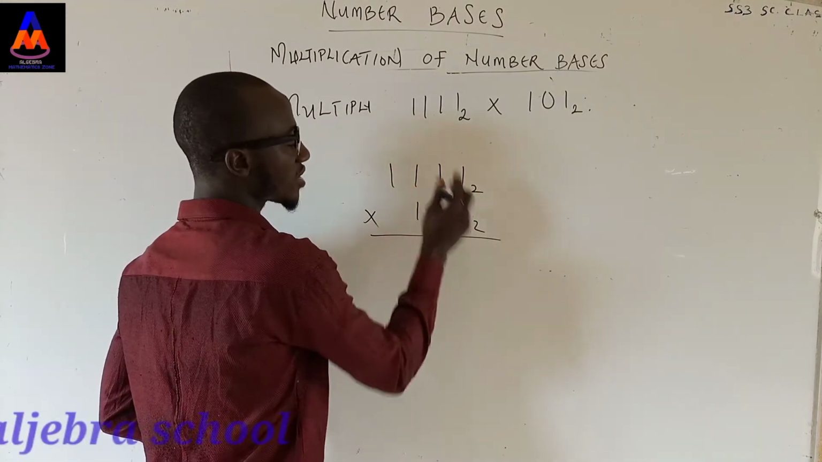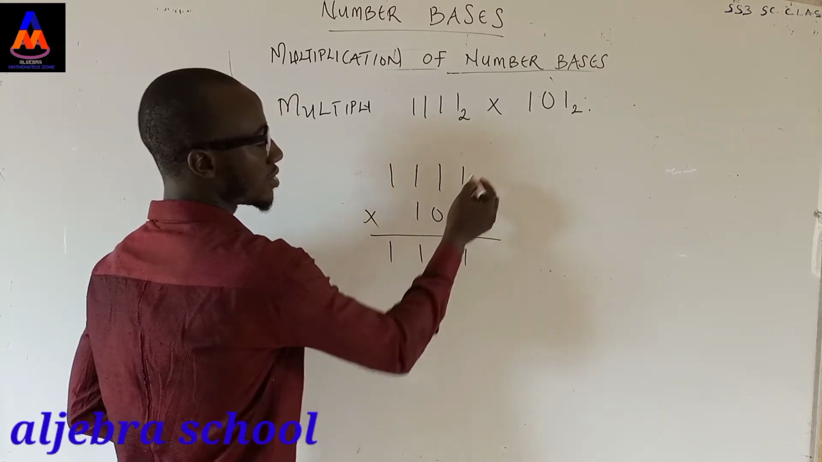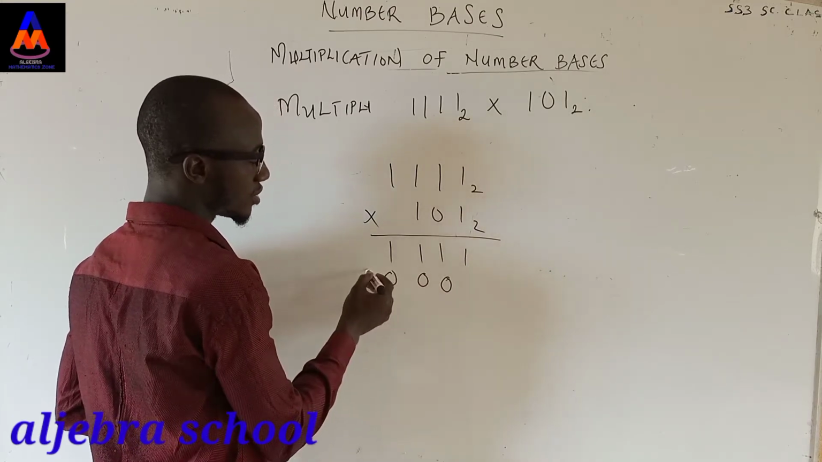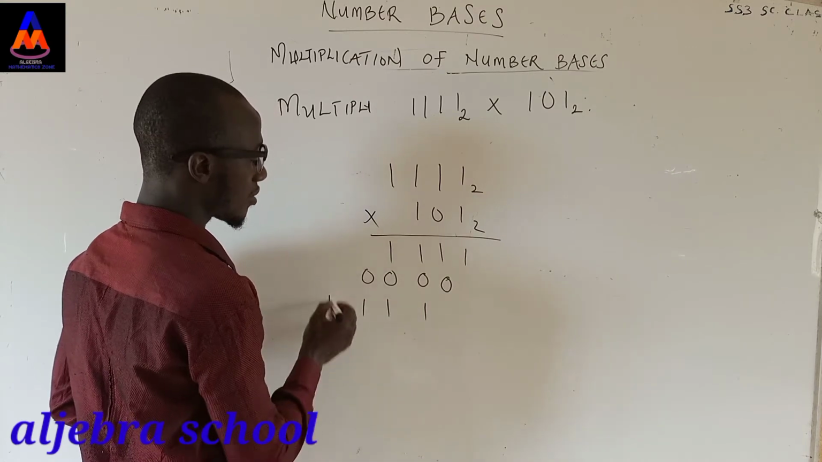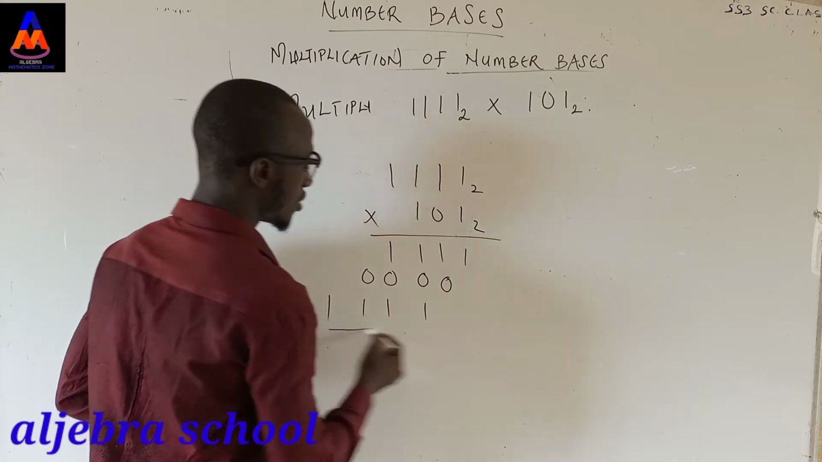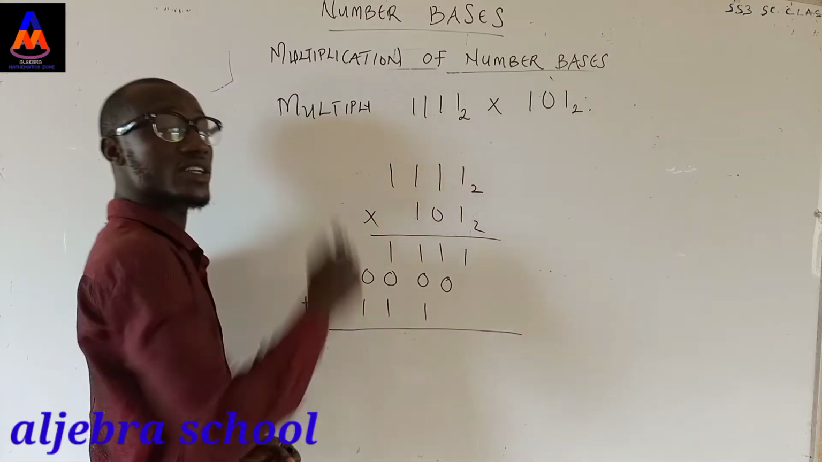From behind, 1 times 1 is 1, 1 times 1, 1, 1 times 1, 1, 1, 1, 1. Then 0. You shift to this side, 0, 0, 0, 0. Then you go again, 1, 1, 1, 1. You understand? 1 times 1, 1 times 1, and so on and so forth. So when you are done with this, then you add. That's why I said multiplication has linkage with addition.